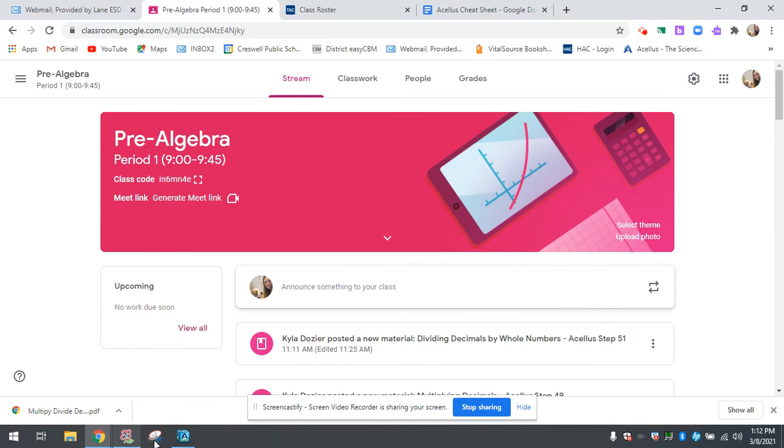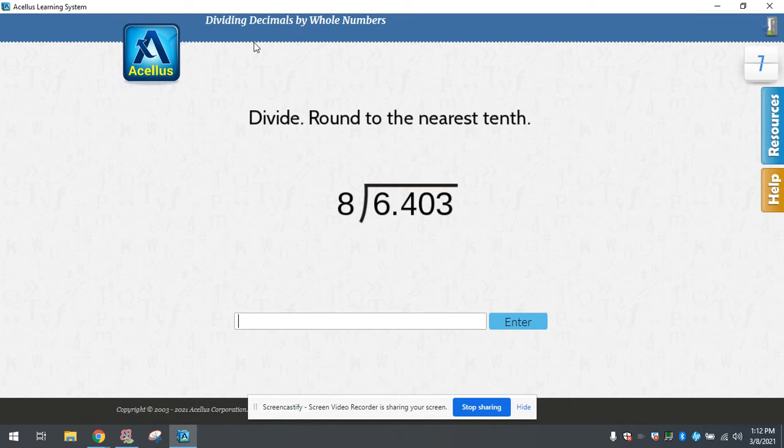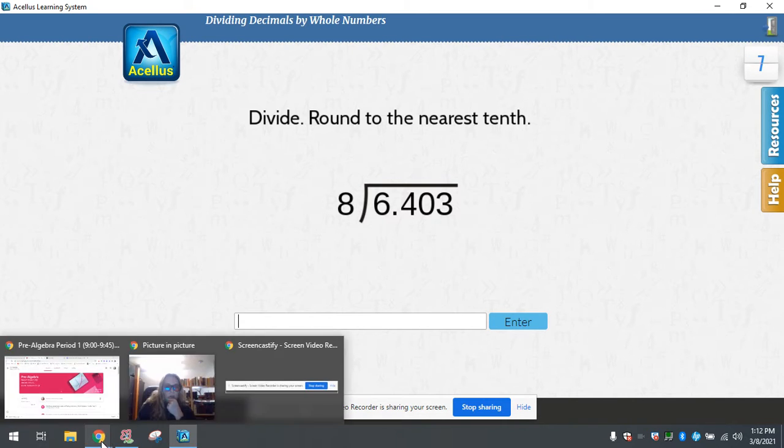Hello, everybody. We are doing dividing decimals by whole numbers today. In order to do this, you're going to need an understanding of rounding and place value.